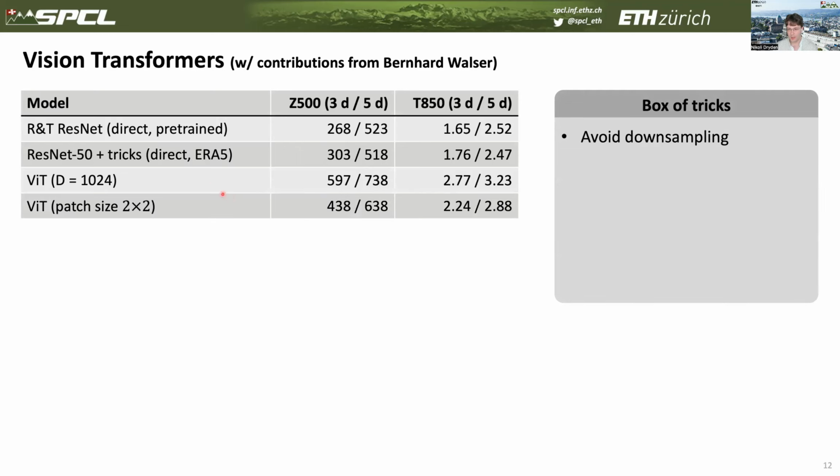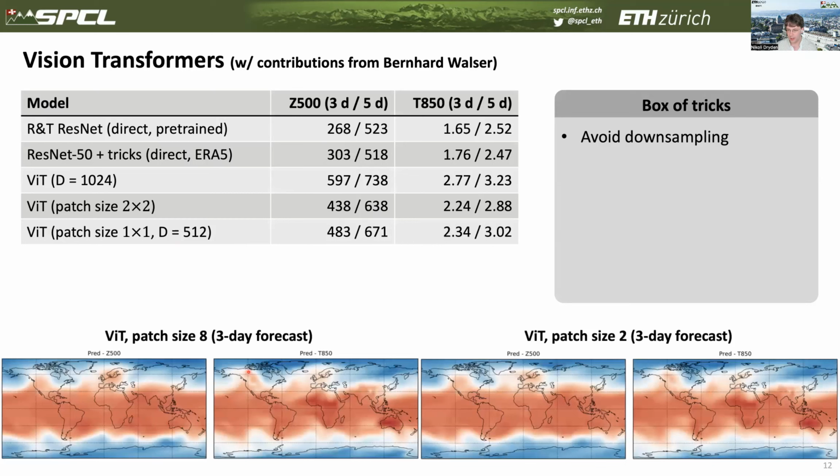So if we go from the 16 by 16 patch to a 2 by 2 patch, we perform much, much better. Unfortunately, if we go all the way to a 1 by 1 patch, we are no longer performing quite so well. And in fact, we have to shrink the hidden dimension because of some memory issues. And if you compare the forecast of this larger patch size to the smaller patch size, you again see we're getting a little bit better fine-grained detail here.